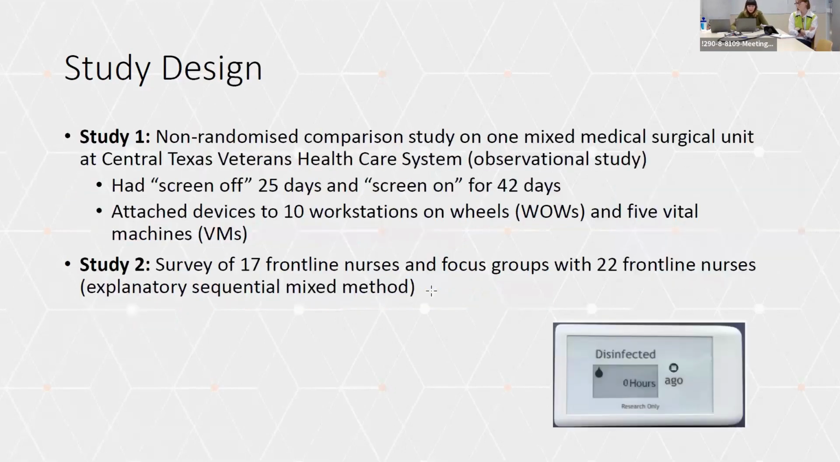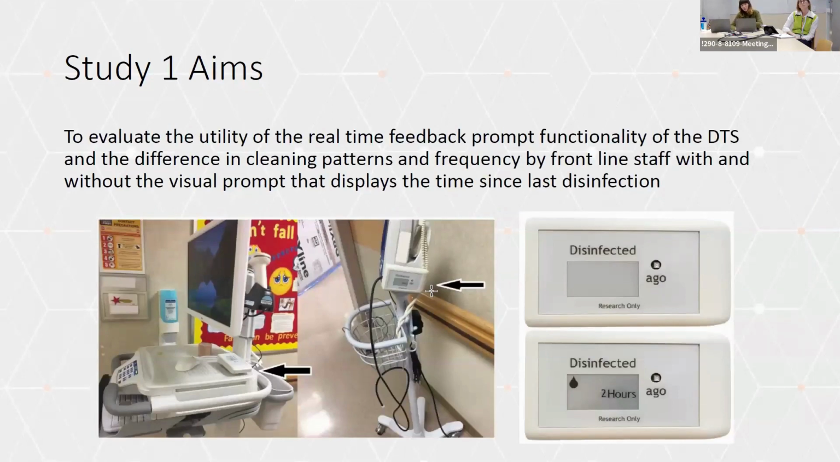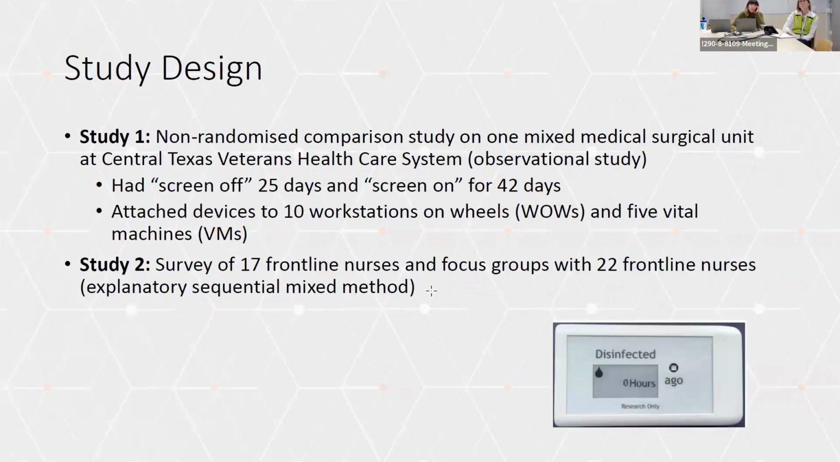So the first study was a non-randomized comparison study of 1 mixed medical surgical unit at the Central Texas VA. We had the screens off for 25 days, and then we turned them on for 42 days. I should have put the picture on here. It was like this. They were off, that top one, and then we flipped them on. It was on the same unit. And we had them on 10 workstations on wheels and 5 vital machines. And then the second study is a mixed methods. We did focus groups with nurses and then did a survey.